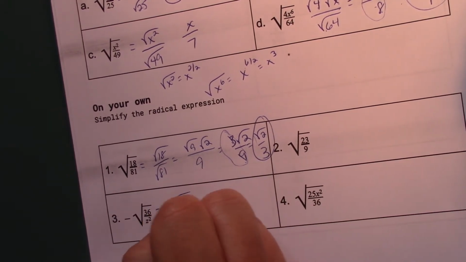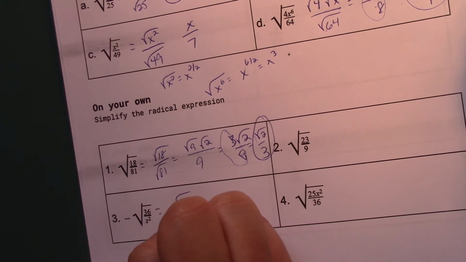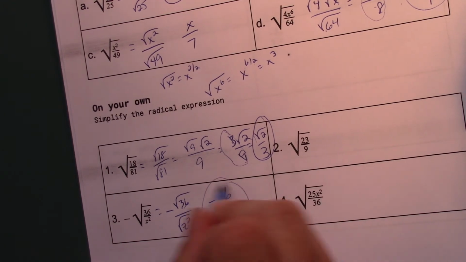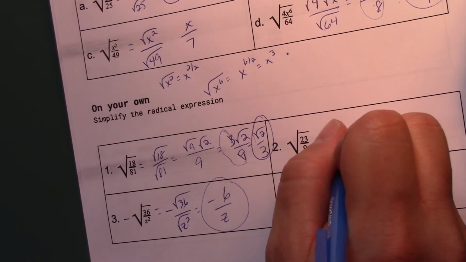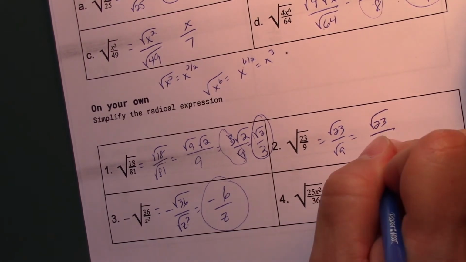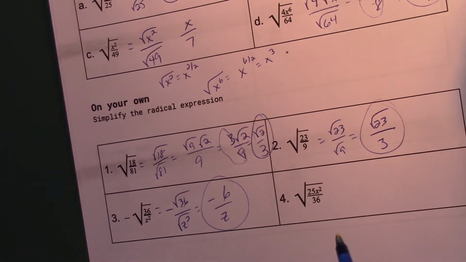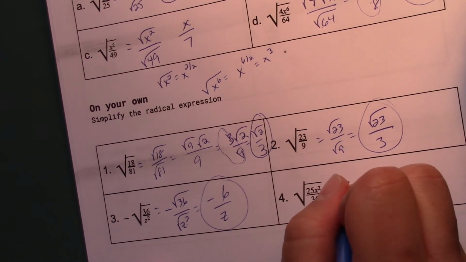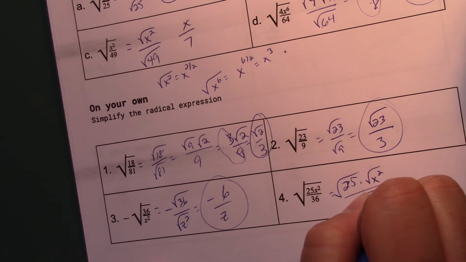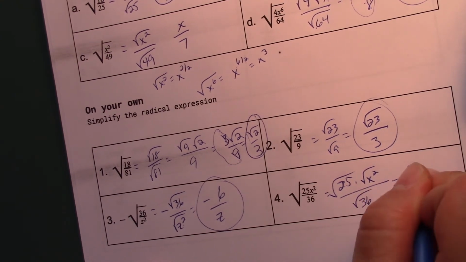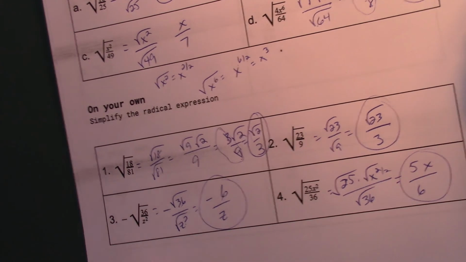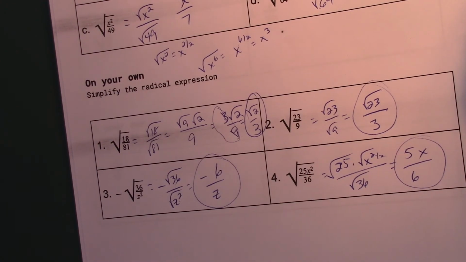Square root of 36 over the square root of z squared is negative 6 over z because I'd go 2 divided by 2. Here is square root of 23 over square root of 9. 23 is a prime number, so there is nothing I can do with that. And 3 is the square root of 9. And then here, again, this is square root of 25 times square root of x squared over the square root of 36, which is 5x and 6, because again, 2 divided by 2 is how I would get x to the first. And that's it for quotients.